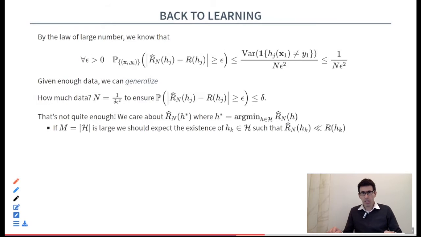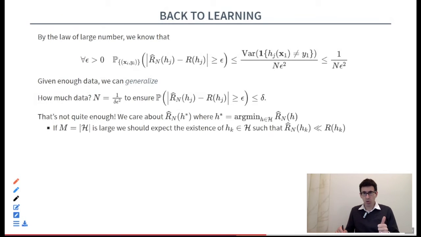But unfortunately, because you have many hypotheses in your set, it is possible that the probabilistic statement, the event, is actually violated for some of the hypotheses in the set. And that's what I'm trying to write here. When M is large, we should expect that even though many models will generalize, some of them will not generalize well at all. And that's just a consequence of the fact that the statements that we're making are probabilistic.